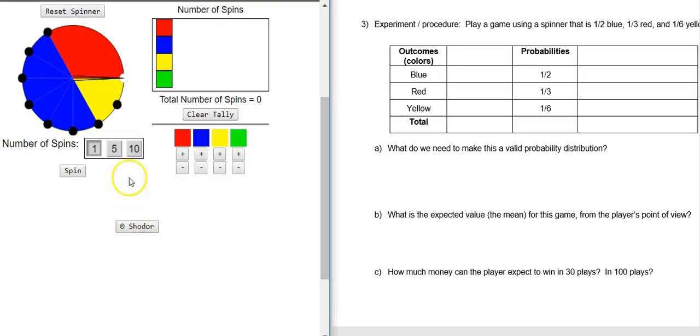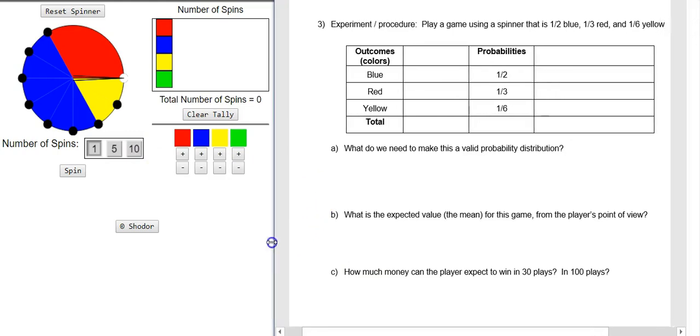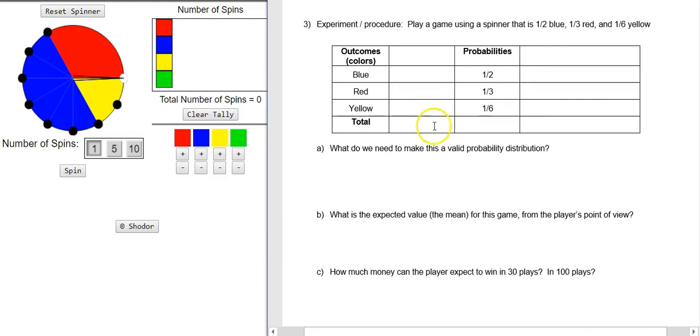Now we're going to look at a different experiment. In this one, we're going to play a game. We're going to use a spinner that's half blue, 1/3 red, and 1/6 yellow. And we've got a simulation for this one too. So here's our simulation. This is kind of the same thing. It'll do 10 spins at once for you if you ask it to. But before we start doing that, let's look at how we would write our probability distribution.